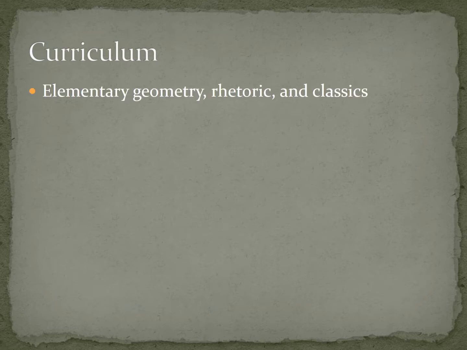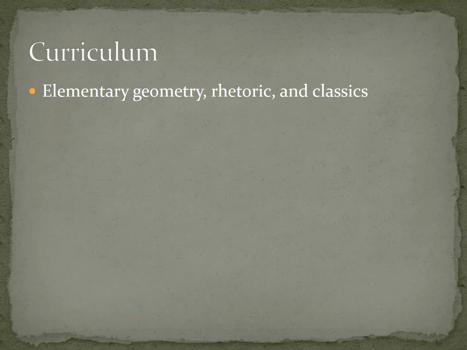So what did they teach at these early schools? Elementary geometry, which is valuable. Rhetoric, and again, this is the art of persuasion, the art of argument, of forming words and forming statements and forming perspectives, which is beneficial to Christians. And then you would study the classics as well.